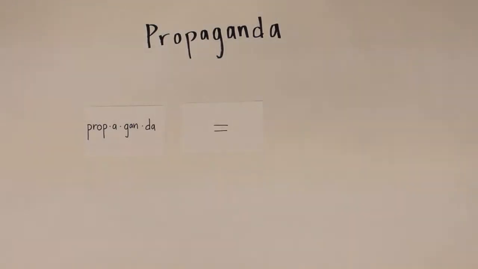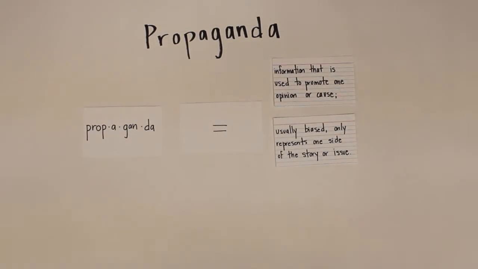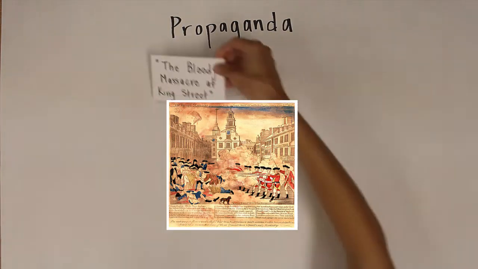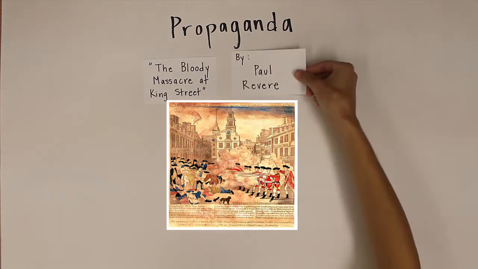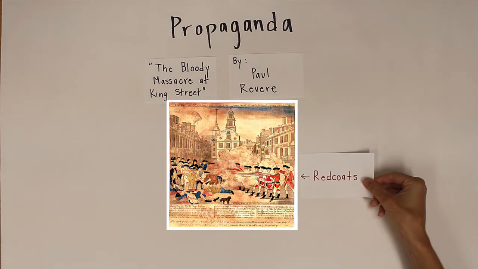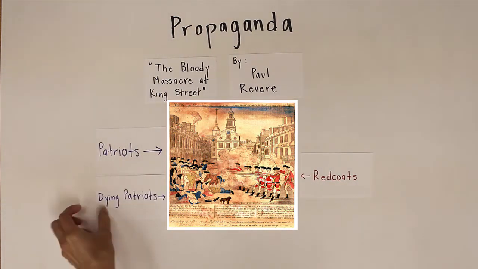Information that is used to promote one opinion or cause, usually biased, only represents one side of the story or issue. The Bloody Massacre at King Street by Paul Revere is a great example of propaganda from the Revolutionary Era. On the right, we have British soldiers called redcoats. On the left, we have patriots. Some of the patriots have been shot by redcoats and are dying.